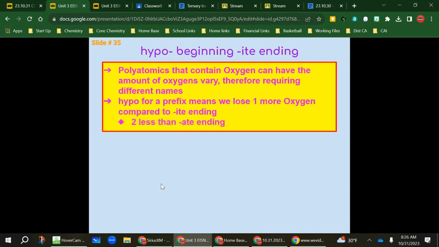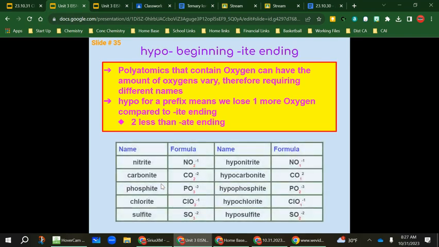Hypo is a prefix that means one. Why does it say more? It means, oh, we lose one more. Sorry, I was reading it wrong. I'm glad you guys are paying attention. Hypo is a prefix that means we lose one more oxygen compared to the ITE ending. The ITE ending, we lose one. Hypo in front, we lose two. Okay? So that's two less than the ATE ending. So, nitrite, NO2, becomes hyponitrite when it is NO.